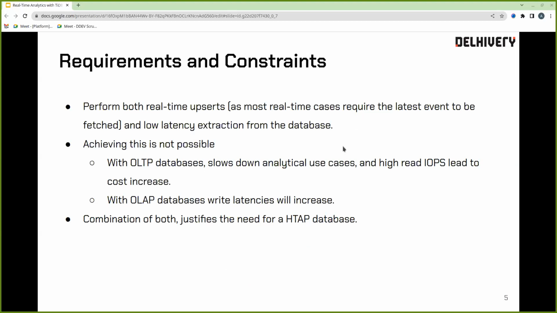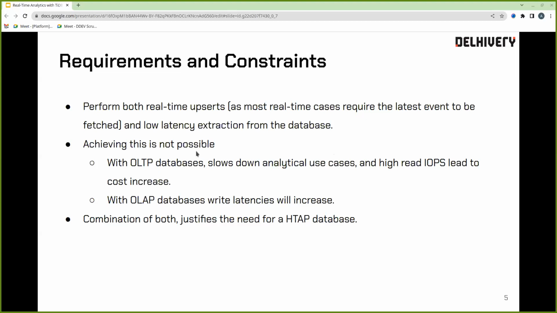Assume we go with OLTP databases. Utilizing OLTP databases for real-time analytical use cases can impede performance. In fact, high read IOPS can lead to increased costs and slow down analytical queries. Similarly, employing an OLAP database can result in increased write latencies, where handling real-time data is difficult. That hampers the ability to achieve low latency extraction.